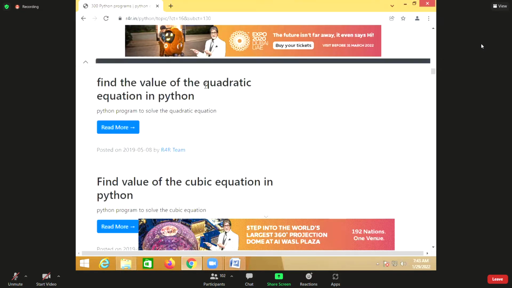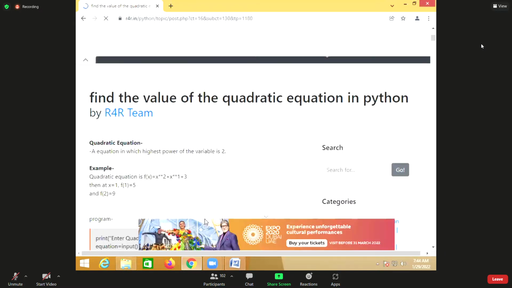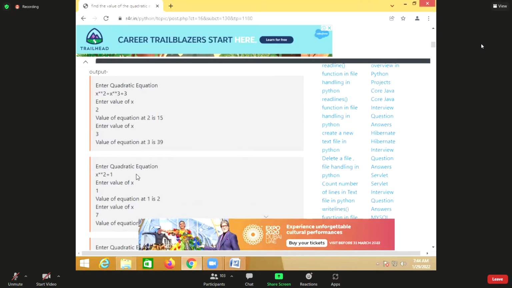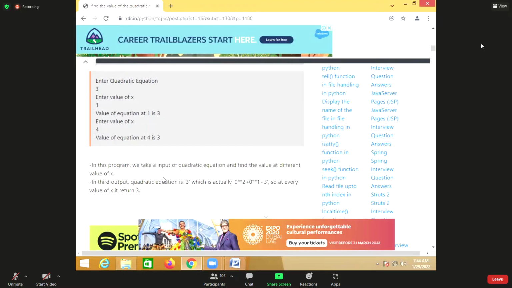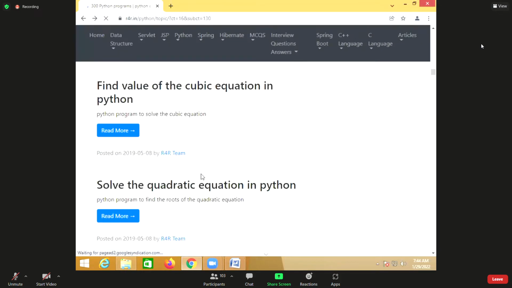See, find the value of quadratic equation in Python. How can you find the quadratic equation? Quadratic equation, f of x equal to x square plus x to the power of 1 plus 3. Then x equal to 1, f of 1 equal to 5. The highest power of the variable is 2, so x to the power of 2 plus x to the power of 1 plus 3. This is how you are finding the quadratic equation. This kind of programs you can practice here.